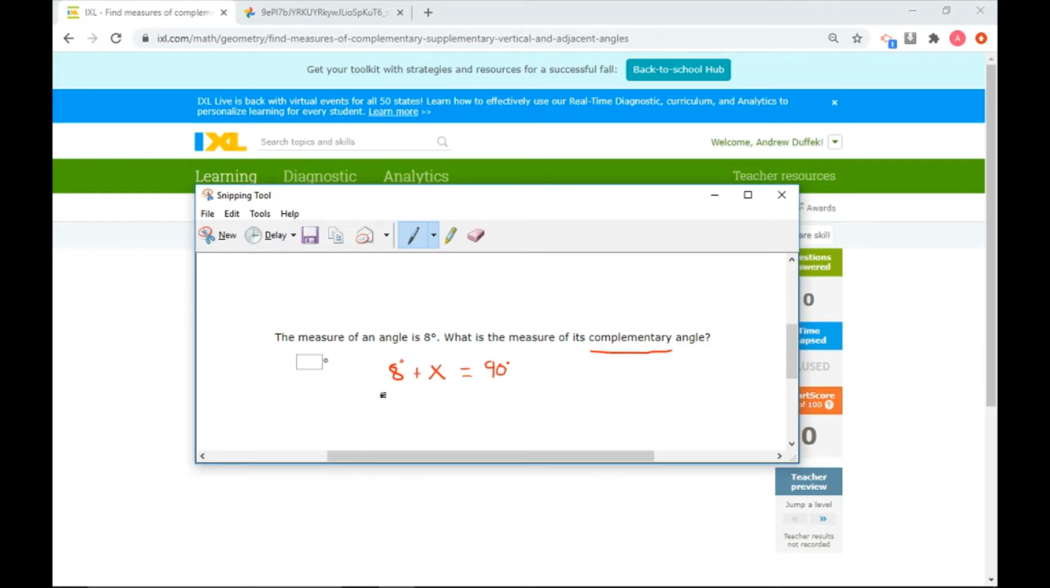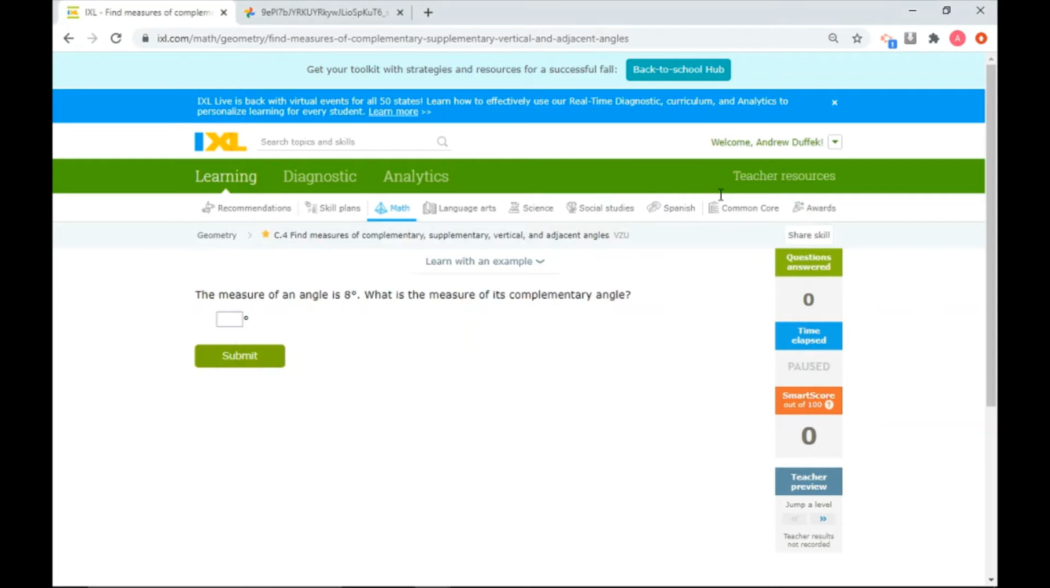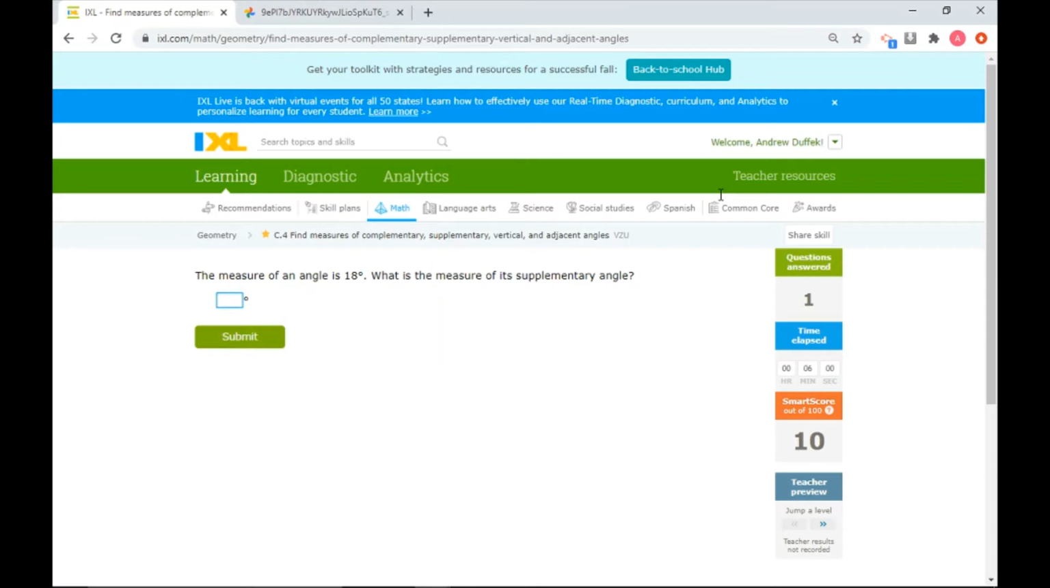Well, you can just subtract 8 from both sides like any old algebra problem. 8 minus 8 is 0. So we are left with x equals 90 minus 8, which is 82 degrees. And that's it. That's all there is to it. 8 plus 82 is 90. Therefore, 8 and 82 are both complementary angles. So I'm just going to type in the 82 right here. And there you go.